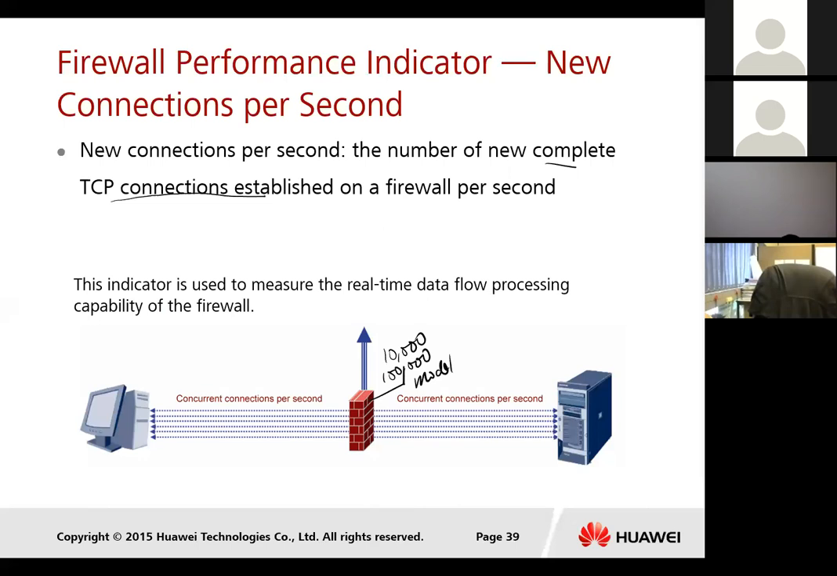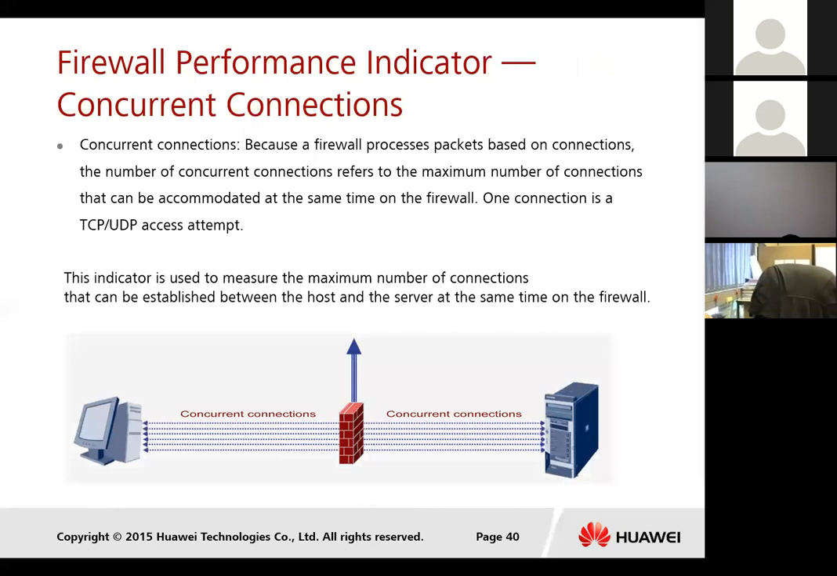Consider a single session. That is concurrent. So this is new connections per second, and this is concurrent connections. Because the firewall processes packets based on a connection, the number of concurrent connections refers to the maximum number of connections that can be accommodated at the same time by the firewall. One connection is a TCP or UDP access attempt. When an attempt is successful, you consider it one session. So when this SYN, ACK, SYN is completed, this is considered one connection.